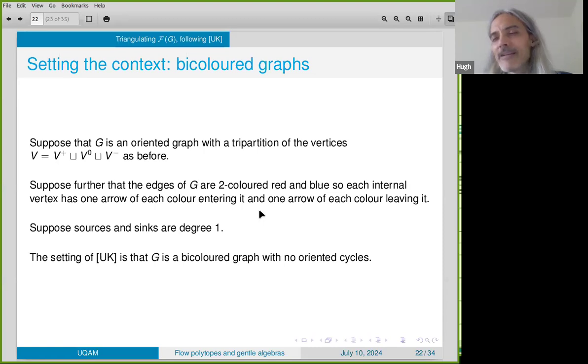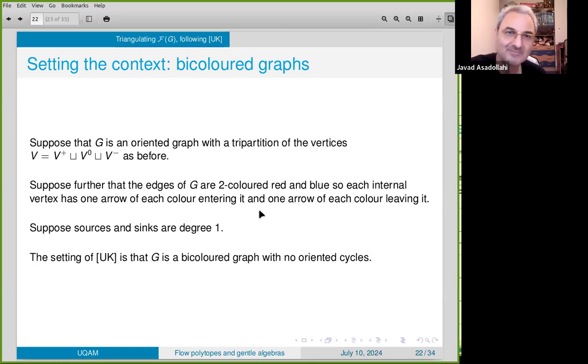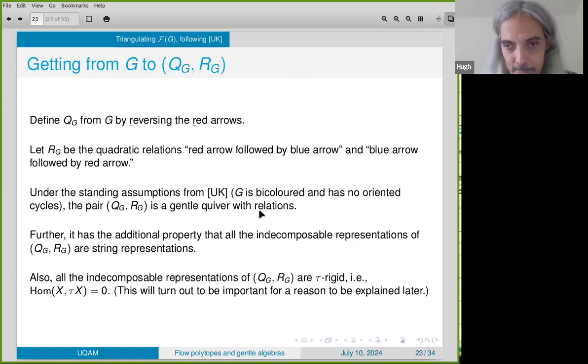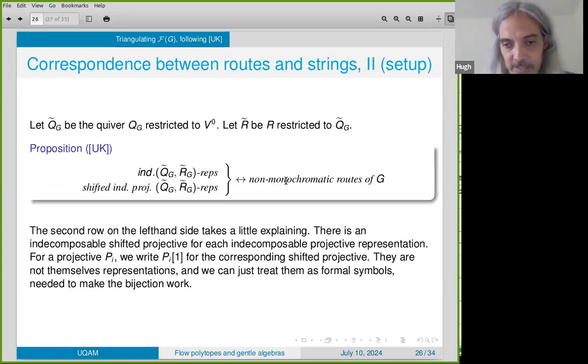Sorry, the reason that I'm advertising that is that it's a key construction. It's a very simple idea, but it's a key construction in some earlier work that I did with Thomas Brüstle and another set of students. That was also done at the same time by Pierre-Guy Plamondon, Vincent Pilaud, and Yann Palu. And some of those ideas also play into this correspondence here that's turning these indecomposable representations into roots.